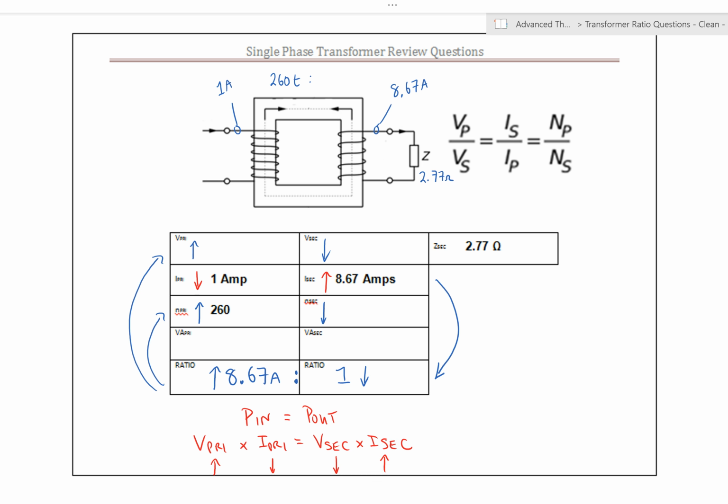So now we've got our currents, and what do we need? We need to find our secondary number of turns. So let's do that again in blue. Anytime the arrow is pointing down, it means you need to divide. So you can do cross multiplication if you wish. But if you just put these arrows in, then this guy pointing down means you have to divide. This guy pointing up means you have to multiply. So we're going to take that 260 that we have on the primary, and we're going to divide by the 8.67, and that should give us the number of turns on the secondary there.